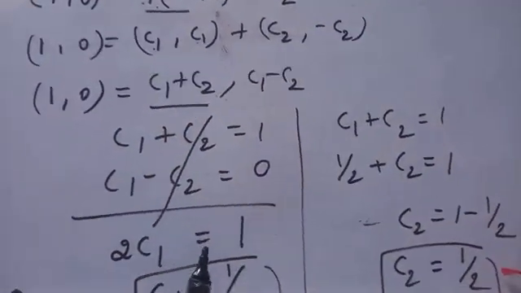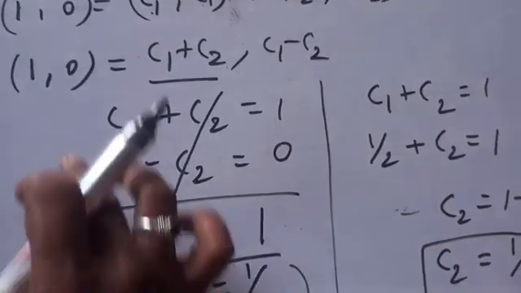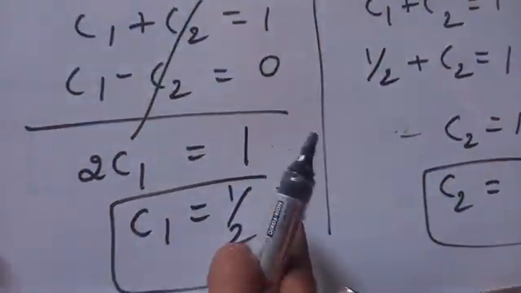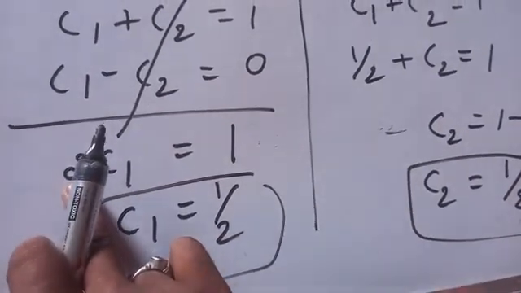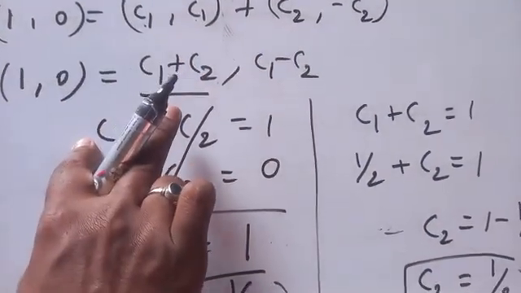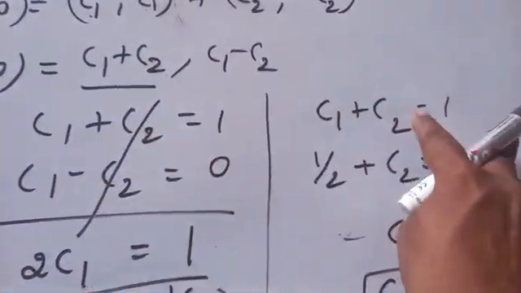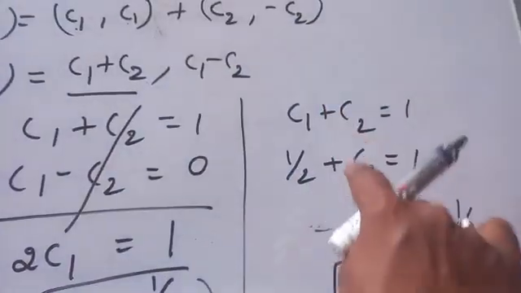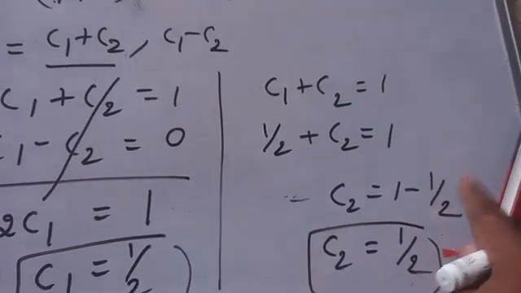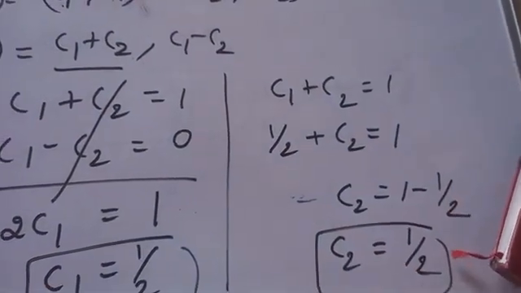By using the elimination method, c2 and minus c2 get cancelled. c1 + c1 is equal to 2c1, and 1 + 0 equal to 1. So shifting this term to the right hand side, c1 is equal to 1/2. Consider equation 1, c1 + c2 is equal to 1. C1 is equal to 1/2, so c2 is equal to 1 - 1/2. So finally c2 is equal to half.